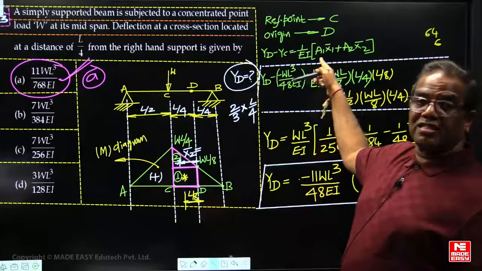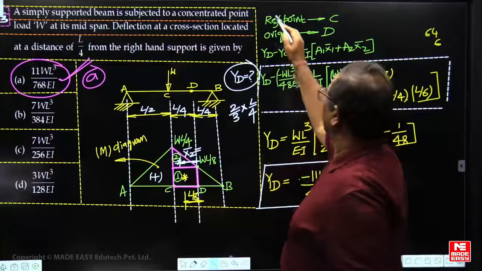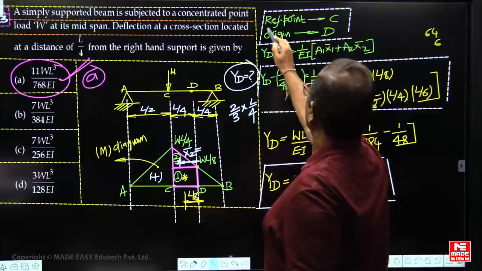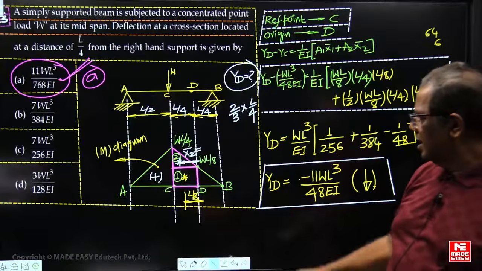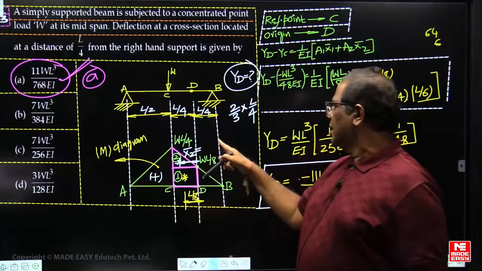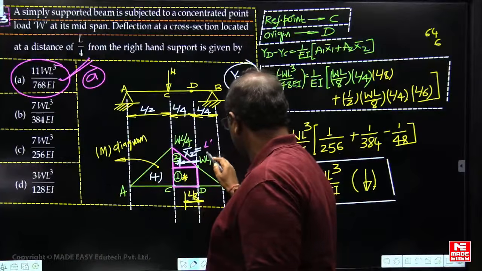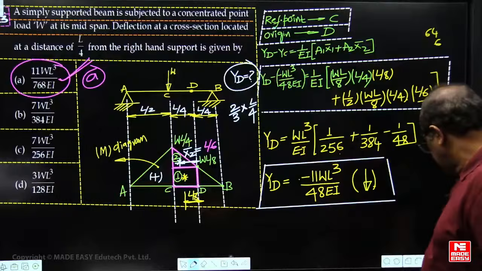Always remember, x bar should be measured from the origin. Here the origin is D. Measure from D. This is the x1 bar, this is the x2 bar. x2 bar, how much are you getting now? L by 6. So this is one question.